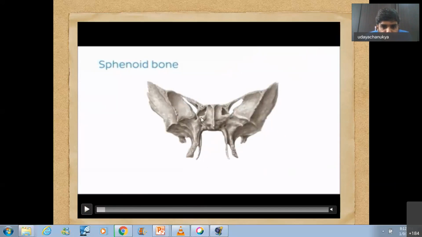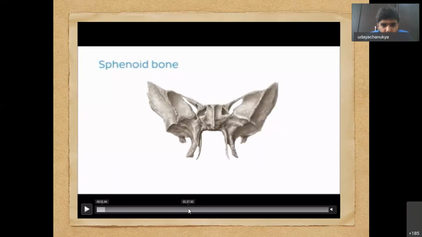The space between this body, lesser wing, and greater wing is the superior orbital fissure. The lesser wings arise from the superior part, whereas the greater wings arise from the lateral part, and the pterygoid process arises from the inferior part of the body. Okay, with this knowledge, we'll go to that part.